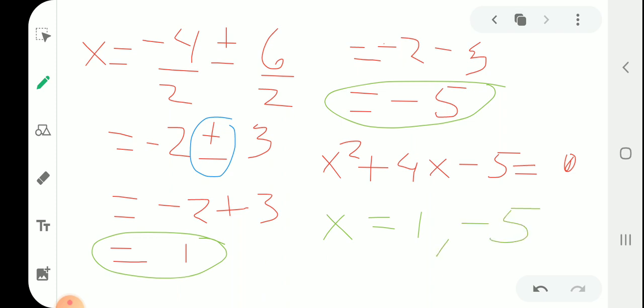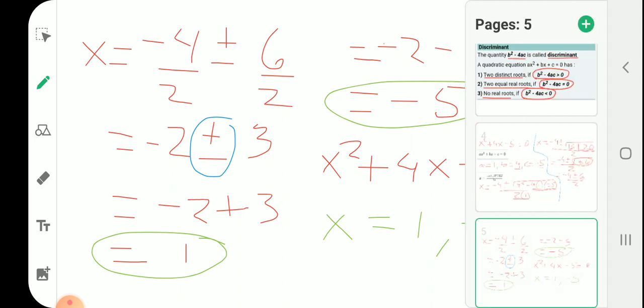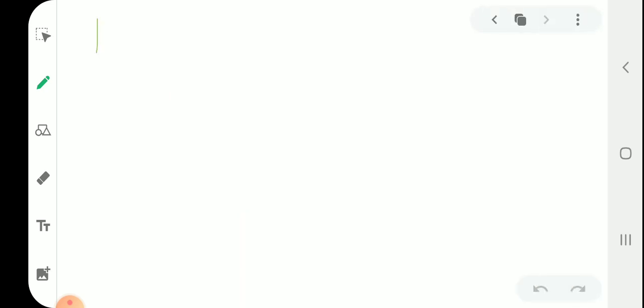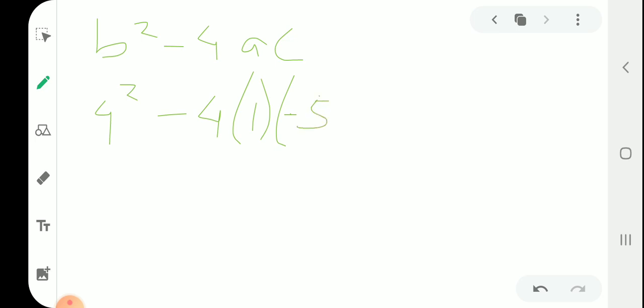How about the discriminant? We're going to check the discriminant. So we have b squared minus 4ac. Let's substitute. Our b before is 4, so 4 squared minus 4 times a, which is 1, and c, which is negative 5. So 4 squared is 16 minus 4 times 1 is negative 4, times negative 5. That would be positive 20. So we now have 36 in here.